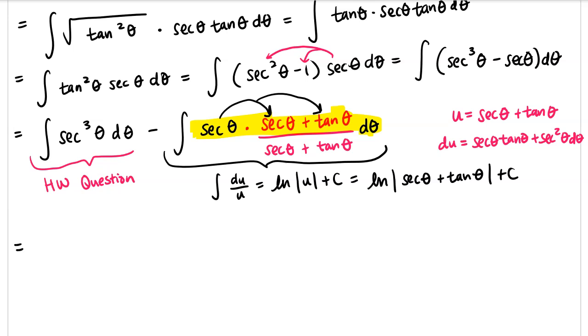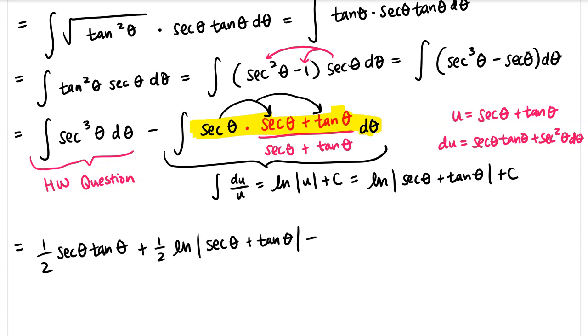Okay, so at this stage, although I'm leaving it up to you to integrate secant cubed for homework, I will give you the final answer for that integral so that we can solve the rest of this question. So the integral of secant cubed theta d theta is going to end up equaling 1/2 secant of theta times tangent of theta, plus 1/2 times the natural log of the absolute value of secant of theta plus tangent of theta. And then that completes the integral of secant cubed.